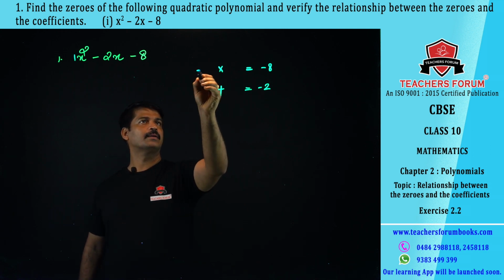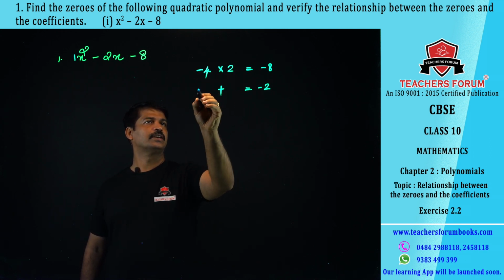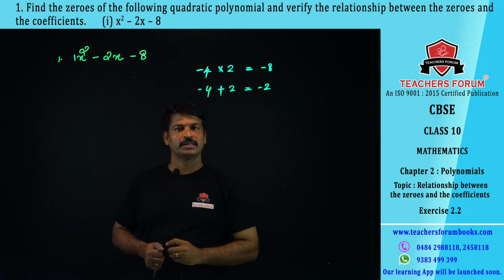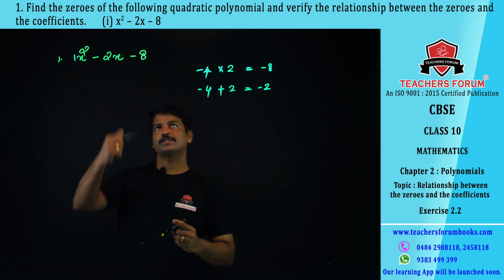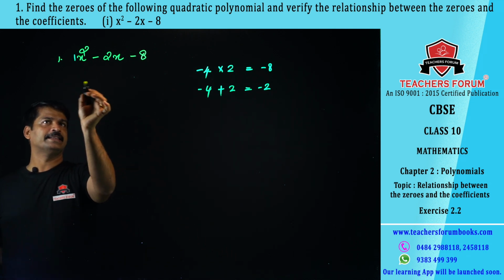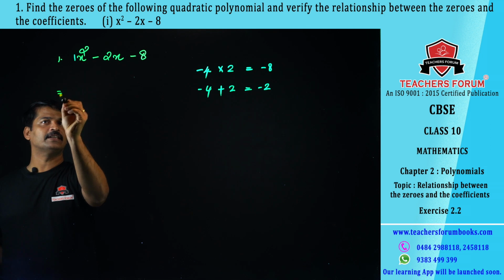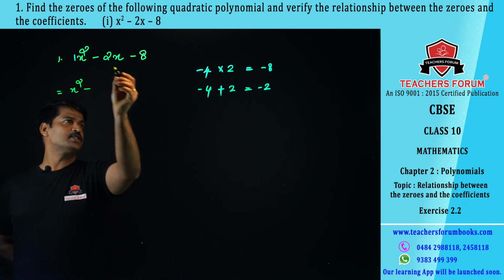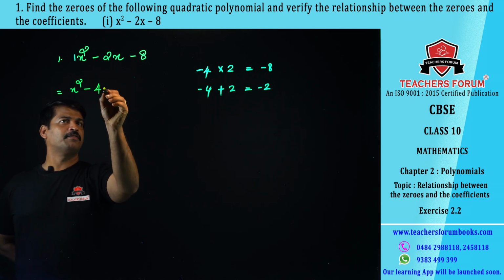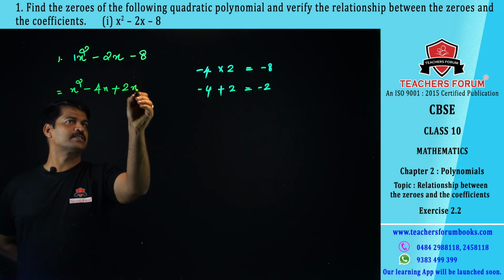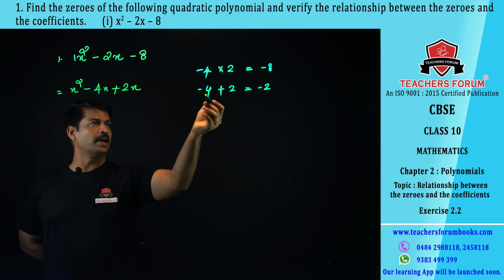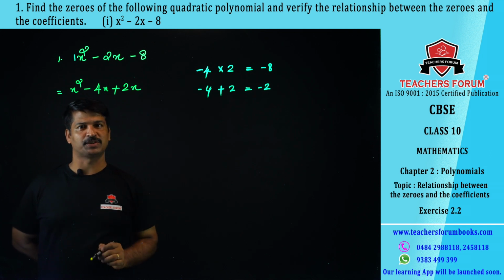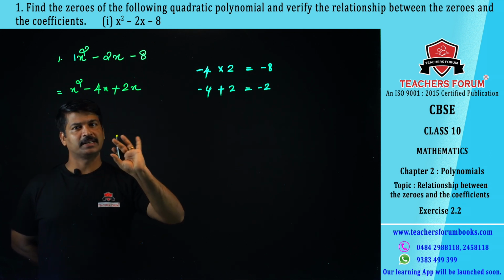The numbers are minus 4 and 2. You see, what is minus 4 into 2? Minus 8. What is minus 4 plus 2? That is minus 2. Now, you can split the middle term like this. The given polynomial is equal to x square minus 2x can be written as minus 4x plus 2x. You see, you got this result from here. Minus 4x plus 2x, when you add these two, you will be getting minus 2x. Okay, that is actually the splitting the middle term method.